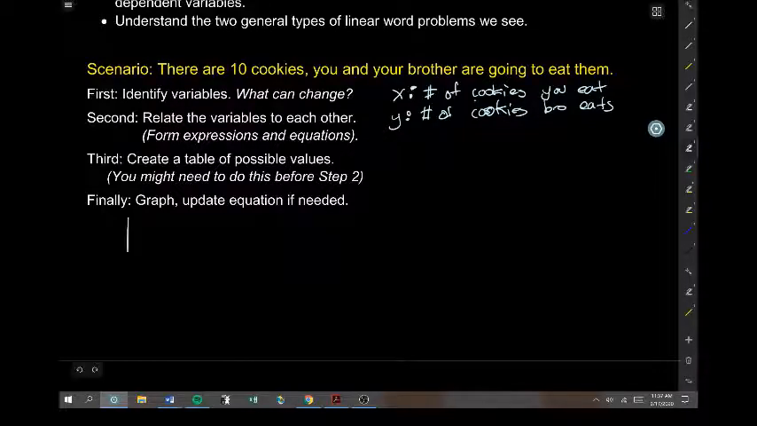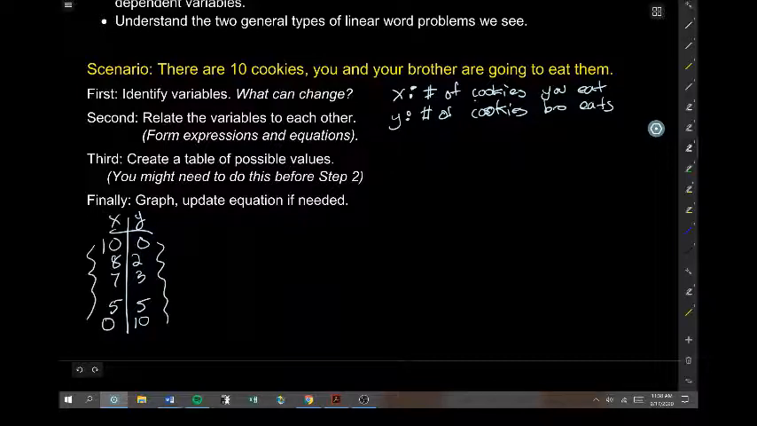Now I'm going to make a table of some possibilities. It's possible, in the best of all worlds, that I eat 10 cookies and he eats 0. In the worst timeline, I eat 0 and he eats 10. But what else is possible? It could be 8 and 2, it could be 7 and 3. In the one that makes our parents the most happy, it's 5 and 5. Notice how, because these numbers are jumping around, I don't quite have a system or a pattern. This isn't super helpful in trying to create an equation.